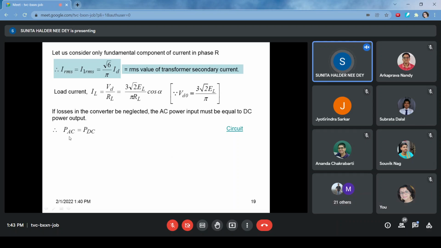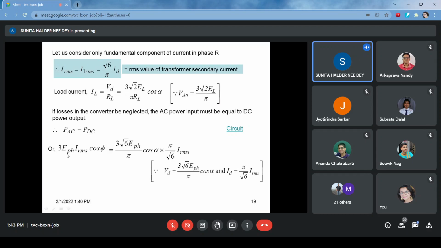Now you see AC side power and DC side power will be the same. So AC side power is 3 VI cos phi because these are the phase quantities. Now what is the DC side power? Vd into Id. Simply Vd into Id. That I have not written here. It is better to write anyway. Now this PDC is Vd into Id.